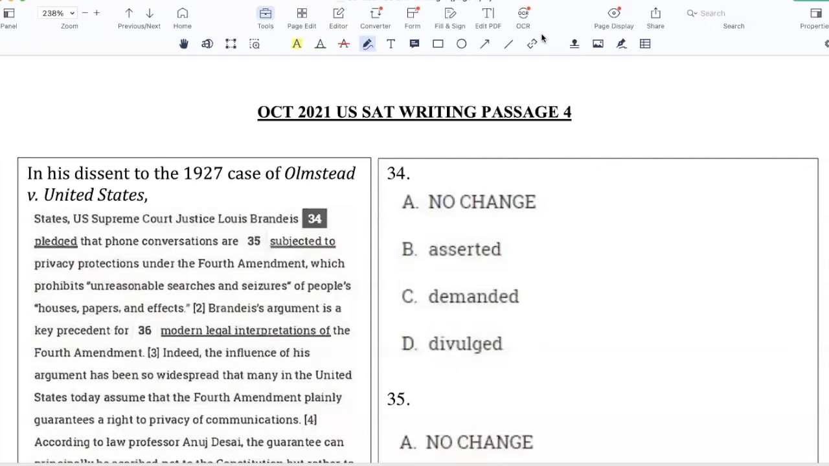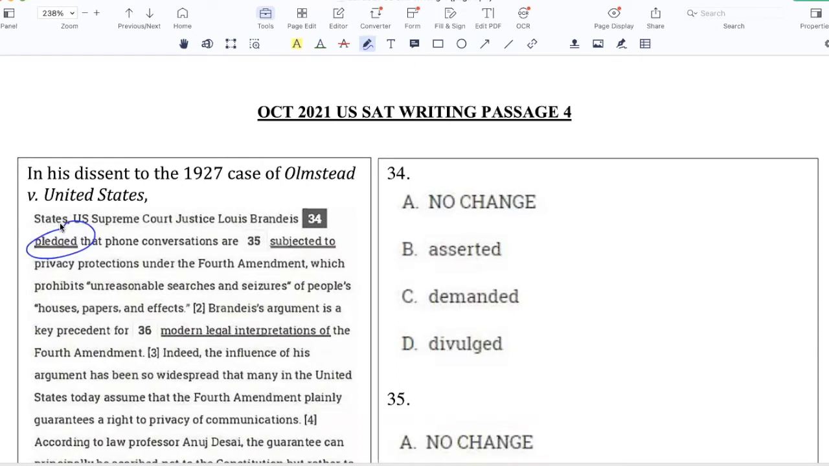In his dissent to the 1927 case of Olmstead versus United States, US Supreme Court Justice Louis Brandeis pledged that phone conversations are subjected to privacy protections under the Fourth Amendment, which prohibits unreasonable searches and seizures of people's houses, papers, and effects. So here I need to decide the correct verb.